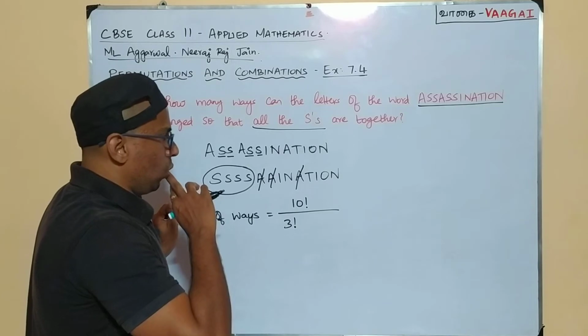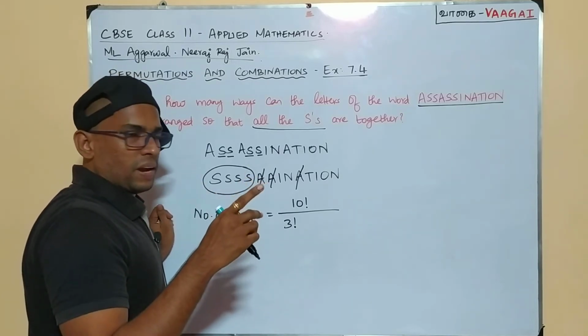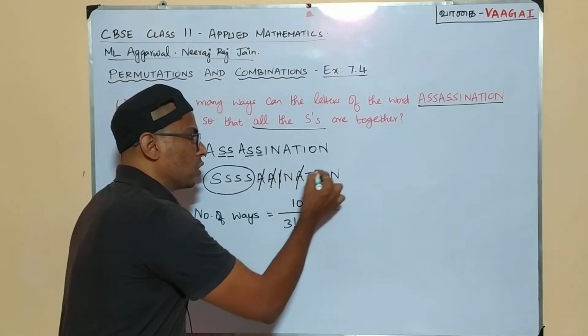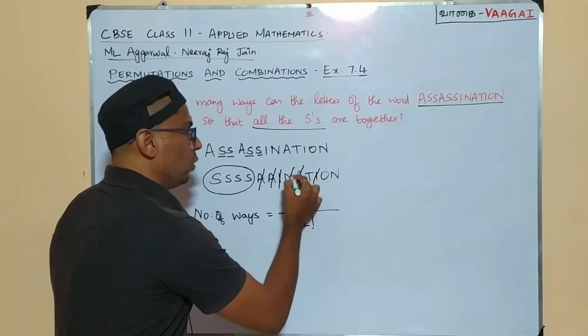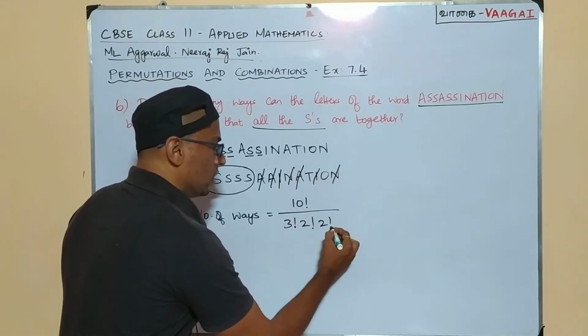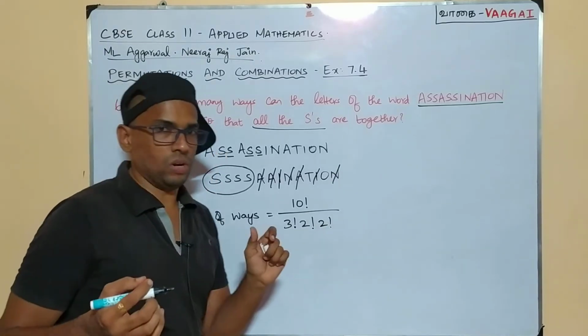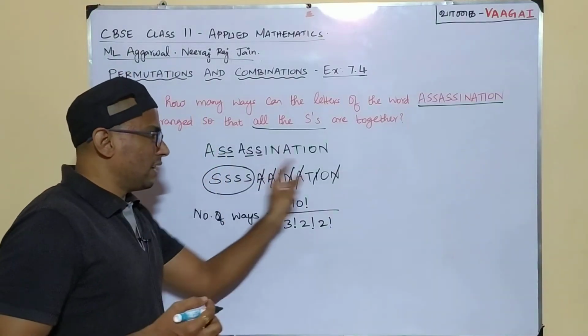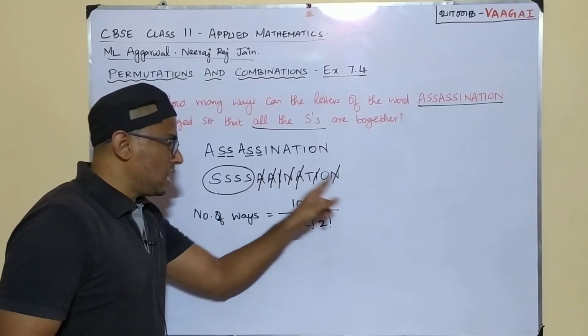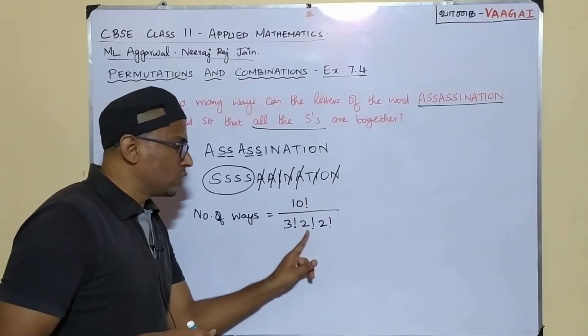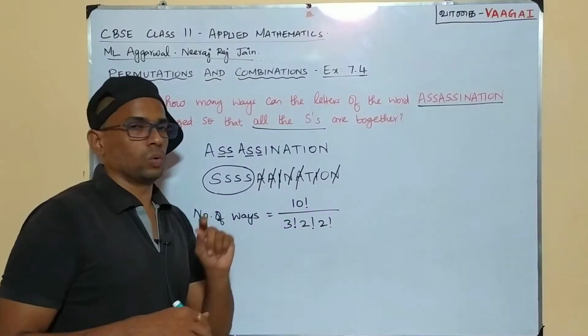Hold on. Now we have to see the other letters also repeating. There are 2 I's repeating, so that means 2 factorial, and 2 N's repeating, so 2 factorial. We have to look at these things carefully. So when you look at these 10 objects, these many repetitions are occurring. So 10 factorial by 3 factorial for the A's, 2 factorial for the I's, and 2 factorial for the N's.